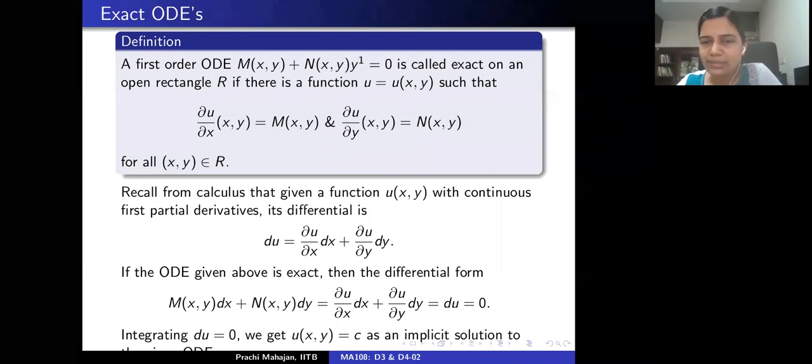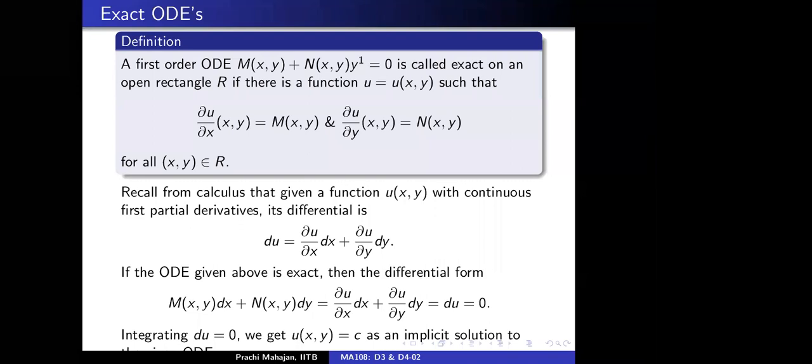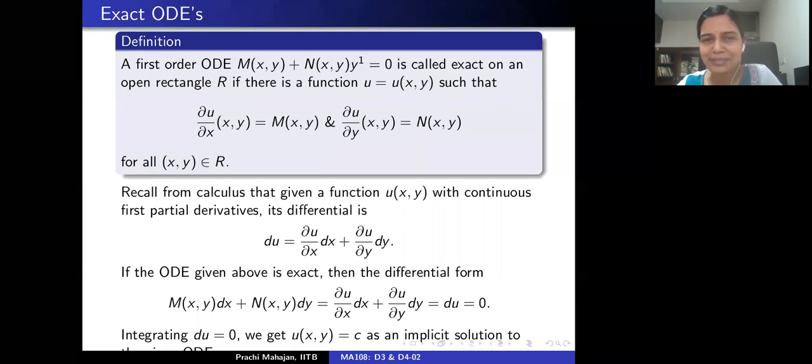U equal to constant are solutions. Yes, even if m and n go to 0, that's valid, right? If you put m as 0 and n as 0, you get 0 equal to 0, which is a solution of the equation. Hence, it's an implicit solution. Yeah, all of that is fine, but we are not looking at zero solutions, right?